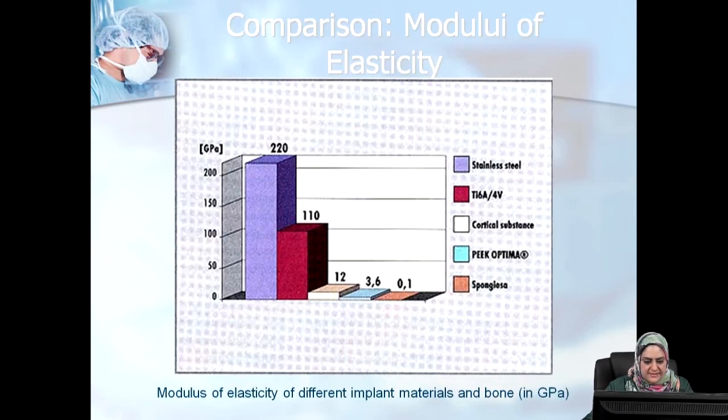The compression modulus of elasticity: this figure represents the value of the Young's modulus for different materials or biomaterials, and steel has the maximum value of Young's modulus compared with the other materials.